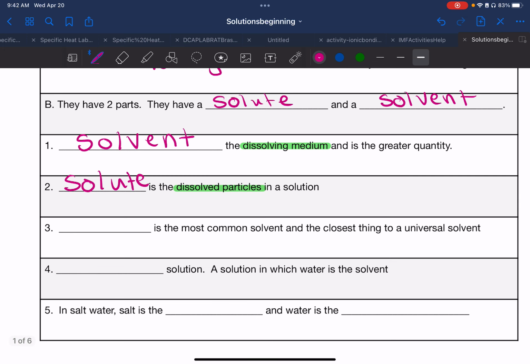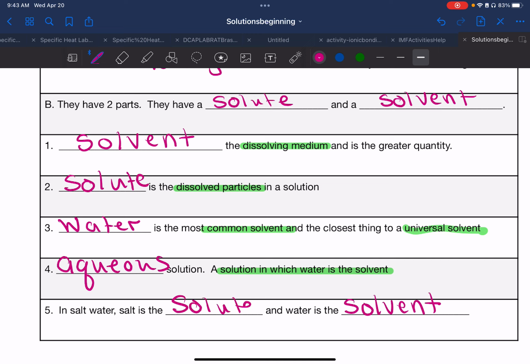The most common solvent and the closest thing to a universal solvent, that's water. And you are expected to know that. And we learned this term when we did balancing equations. A solution in which water is the solvent, we don't call those liquids, we call those aqueous. So when I'm looking at salt water, I have salt and water. Water is the solvent because it's a dissolving medium, and salt is a solute.